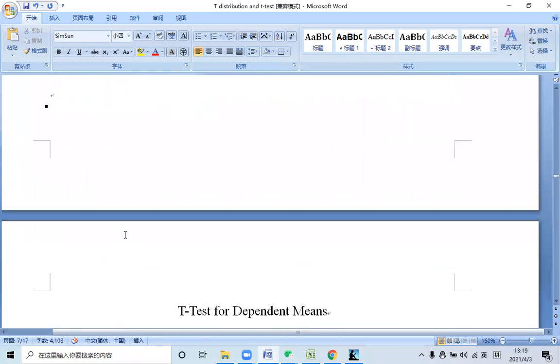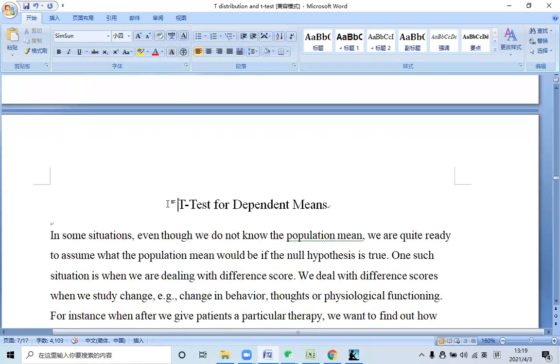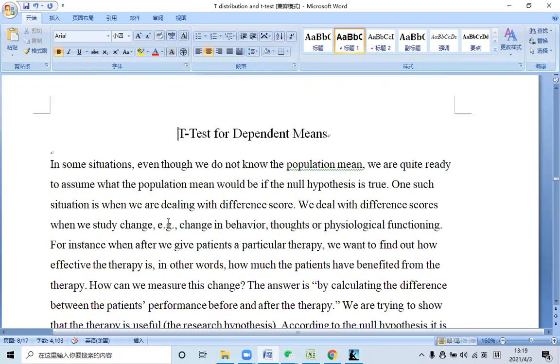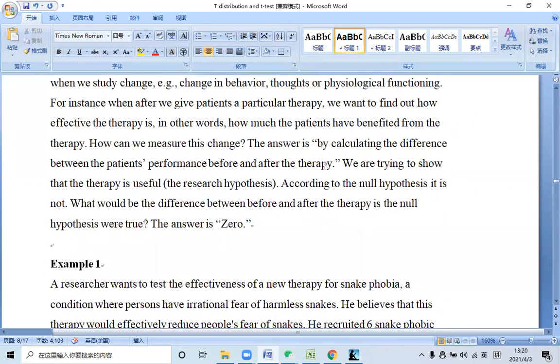That was a t-test for one sample. Now let's look at a t-test for dependent means. A t-test for dependent means also comes from one sample, but this one sample gave you two scores.